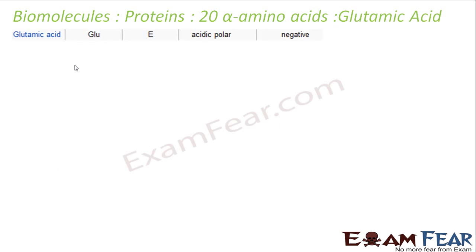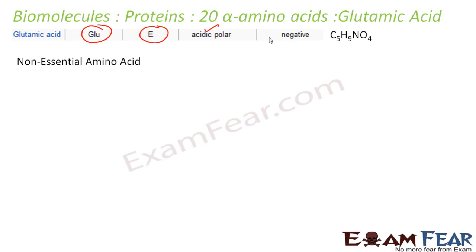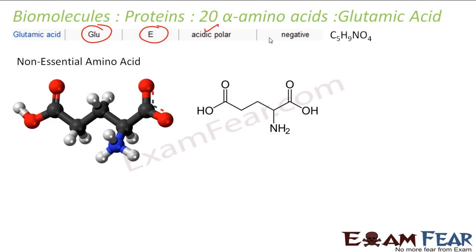The next is glutamic acid. Three letters is GLU, one letter is E, you can denote it by E also. This is a little acidic. C5H9NO4 is the molecular formula. It is again a non-essential amino acid. The body can produce it on its own.